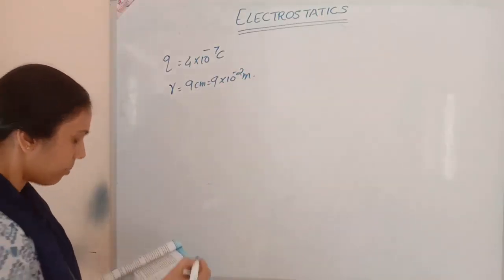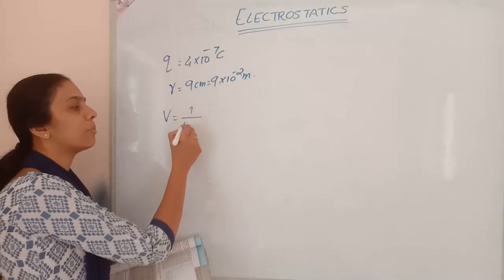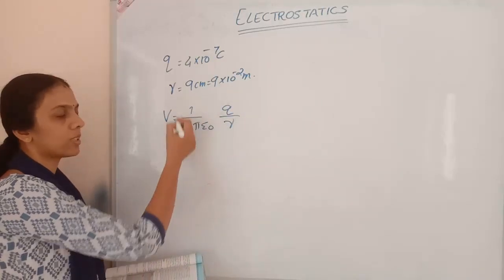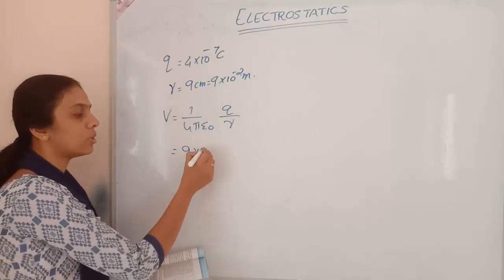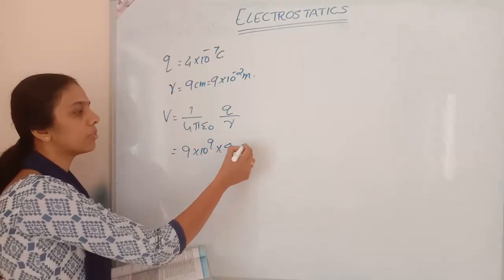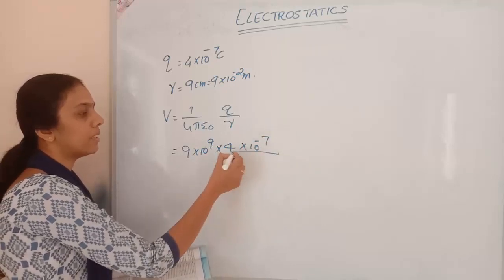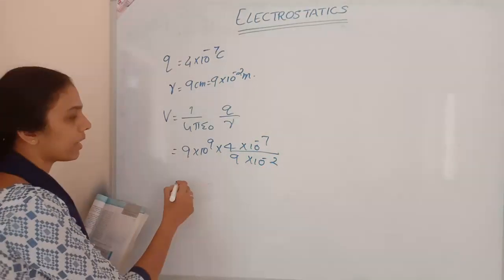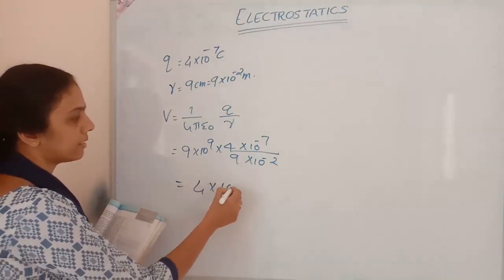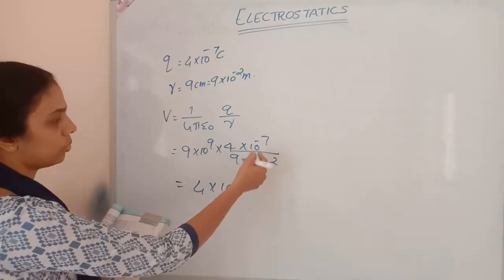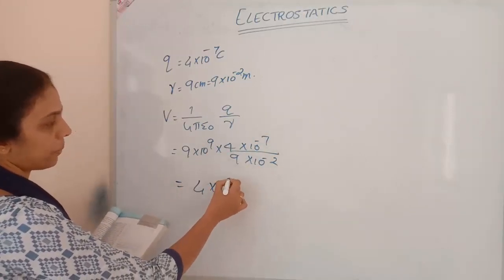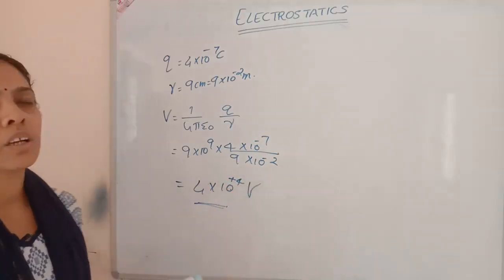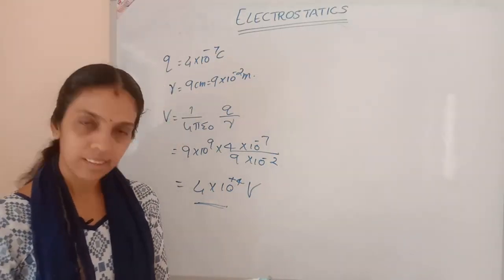So convert it into meters. We should find out the potential. What is the formula? 1 by 4 pi epsilon 0 Q by r. This is the formula. What is 1 by 4 pi epsilon 0? 9 into 10 to the power 9. Q is 4 into 10 to the power minus 7 divided by 9 into 10 to the power minus 2. While you are solving, you will get it as plus 4 into 10 to the power 4 volt. So that is a direct question.